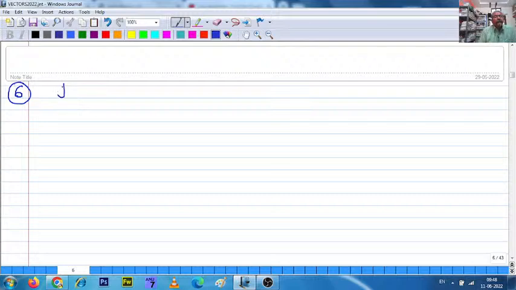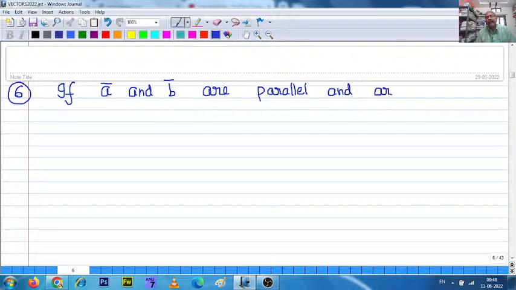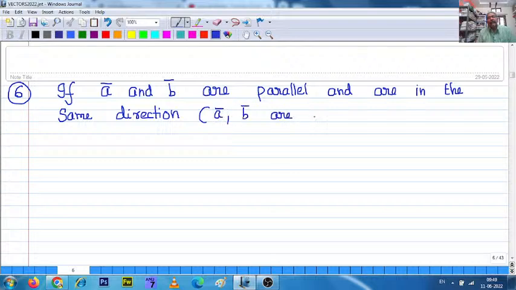If a bar and b bar are parallel vectors and are in the same direction, then a bar, b bar are like vectors. Like vectors means they are in the same direction.